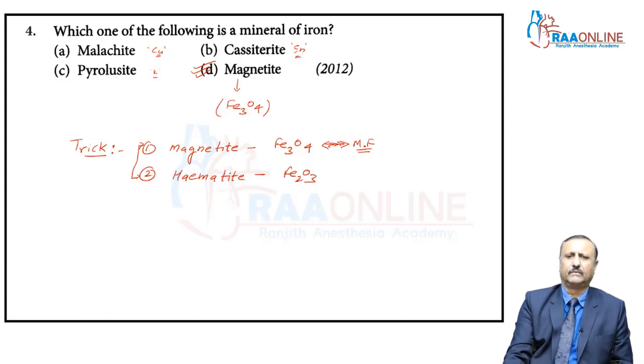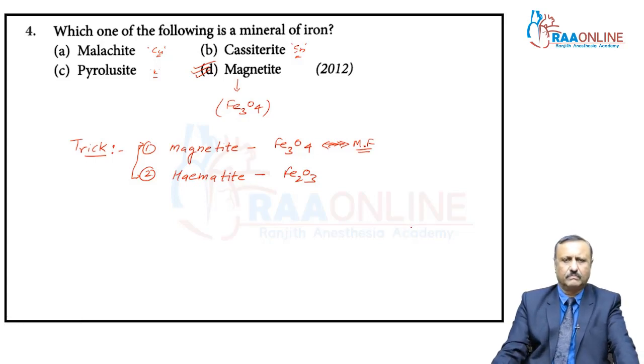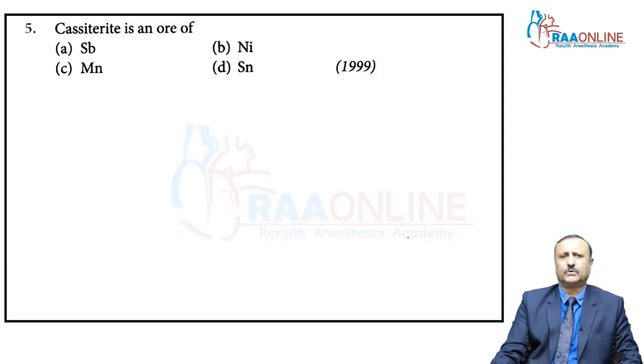And for hematite, when the number of iron atoms is fewer, that is Fe2O3, while Fe3O4 is magnetite. So my dear students, I hope you can learn this formula as well as the name of the ore. Now we go to question number 5. This question was also asked in the 1999 NEET exam.